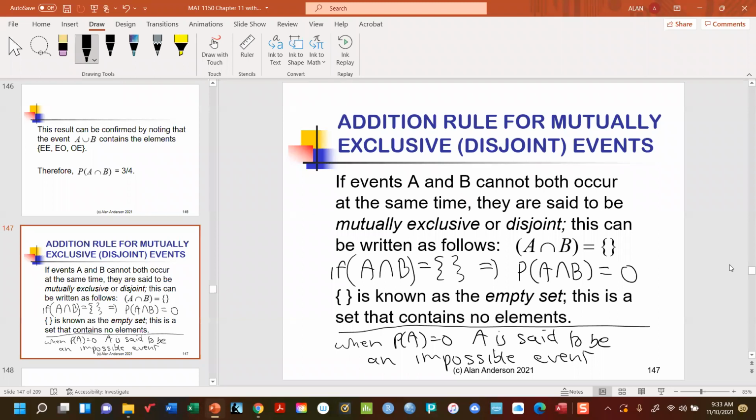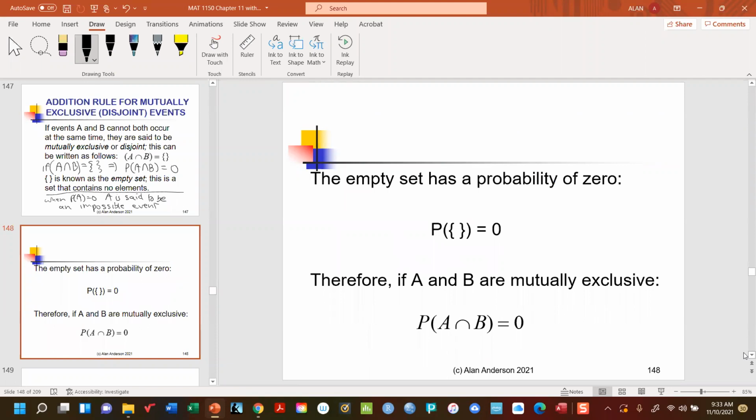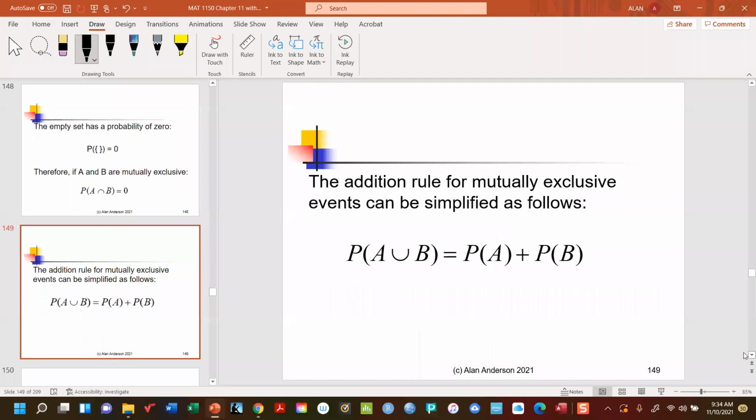Well, what does that have to do with the addition rule? All right, and here it is. The probability of the empty set is 0. Just in general, the empty set has a probability of 0, or any event that is the empty set. So what does that have to do with the addition rule? Well, you recall the addition rule requires us to subtract the probability of A intersect B. But if that probability is 0, then we don't need to worry about it.